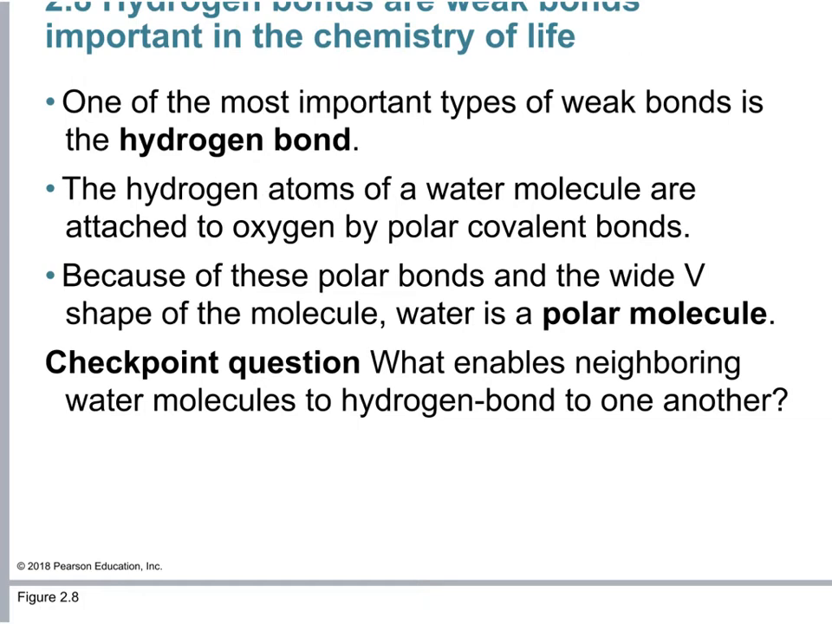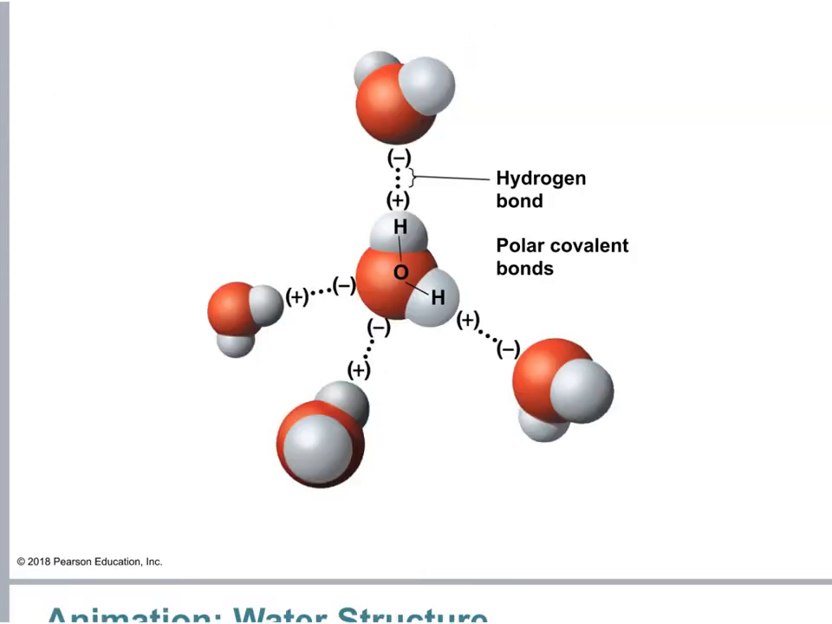The hydrogen atoms of a water molecule are attached to oxygen by polar covalent bonds. Because of these polar bonds and the wide V shape of the molecule, water is a polar molecule. That is, it has an unequal distribution of charges. It is slightly negative at the oxygen end of the molecule and slightly positive at each of the 2 hydrogen ends. This partial positive charge allows each hydrogen to be attracted to a nearby atom that has a partial negative charge.